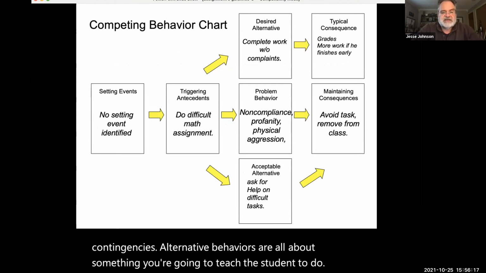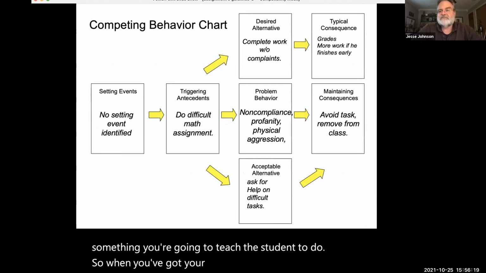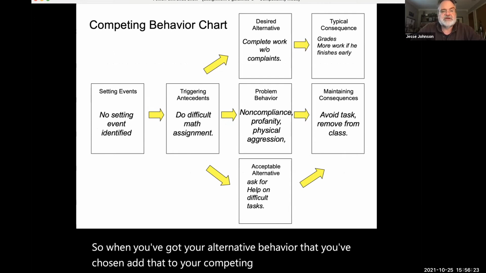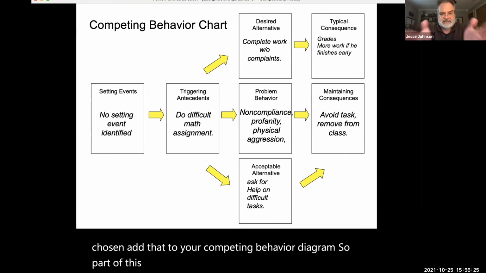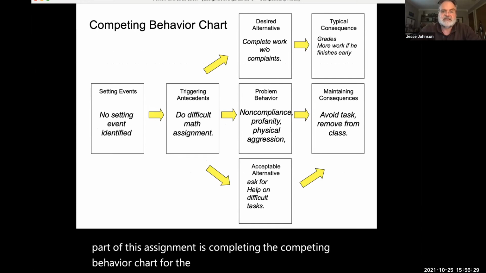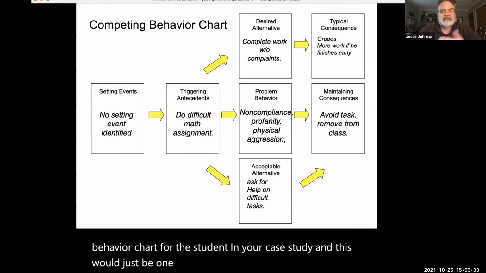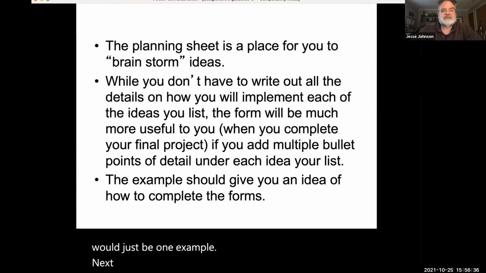So when you've got your alternative behavior that you've chosen, add that to your competing behavior diagram. So part of this assignment is completing the competing behavior chart for the student in your case study. And this would just be one example. Next is looking at interventions.